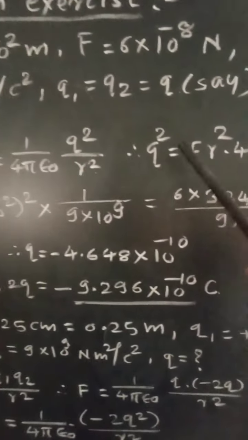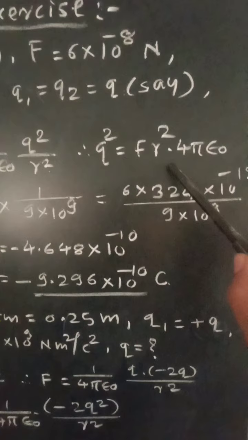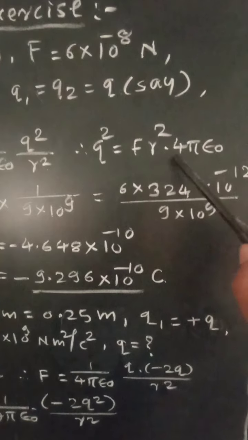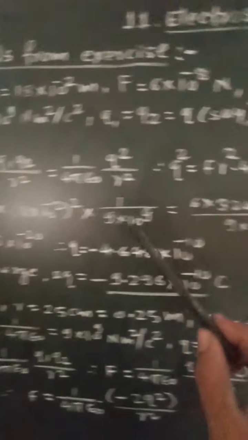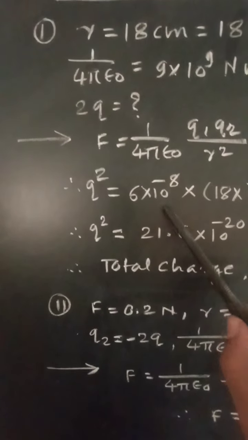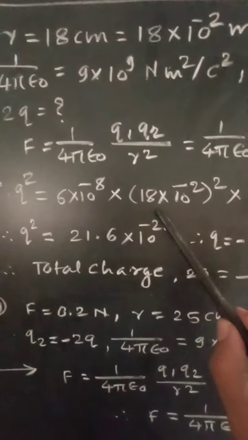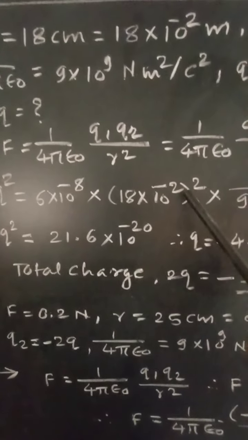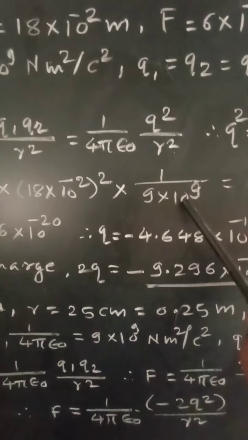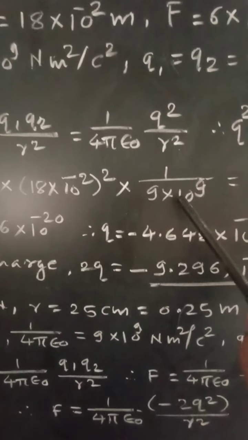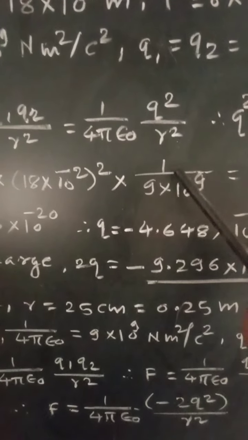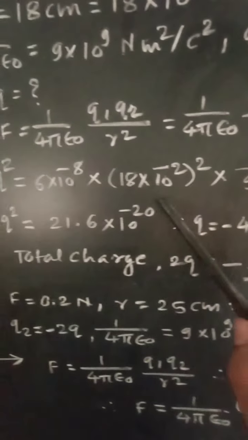And therefore, from this we can write Q square equal to F R square into 4 pi epsilon 0. Putting the values, we will get Q square equal to 6 into 10 raised to minus 8 into 18 into 10 raised to minus 2 its square into 1 upon 9 into 10 raised to 9. Because 1 upon 4 pi epsilon 0 has the value 9 into 10 raised to 9, therefore 4 pi epsilon 0 will be 1 upon 9 into 10 raised to 9.